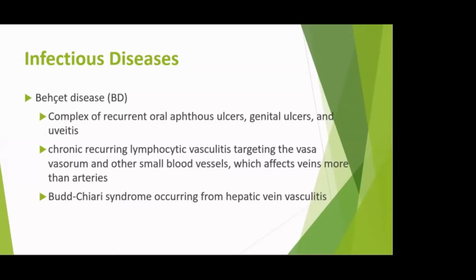Behçet's disease is characterized by a triple symptom complex of recurrent oral aphthous ulcers, genital ulcers, and uveitis. It is characterized by chronic recurring lymphocytic vasculitis targeting the vasa vasorum and other small blood vessels, which affects veins more than arteries. Usually the most common complication that we see in these patients involving the liver is Budd-Chiari syndrome occurring from hepatic vein vasculitis.